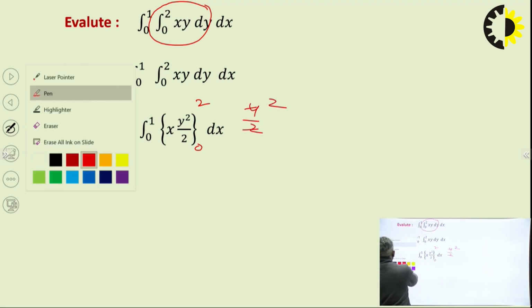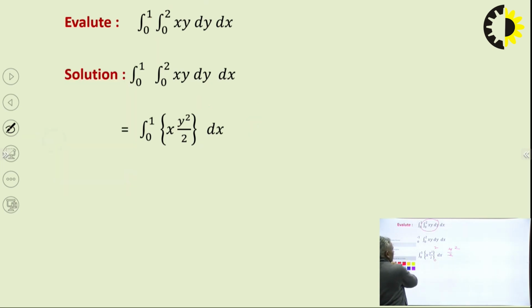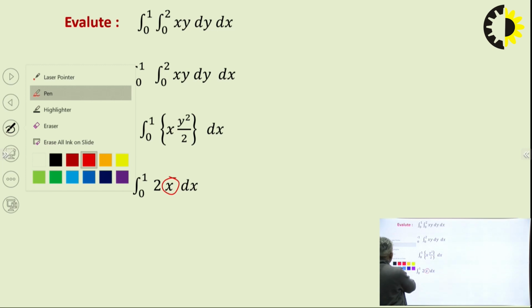So what will be the result here? Result, very carefully, is 2x. Now we integrate with respect to x, and the result will be x square by 2, and the 2 cancels out. So what will be the conclusion here?